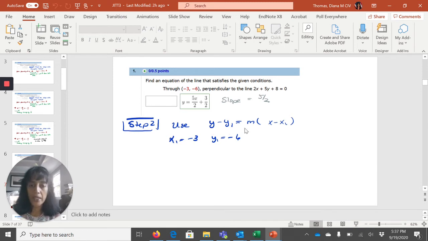y minus y1 equals m times x minus x1. And your m is 5/2. What's your x1 and y1? Well, that's given to you. That's that point. Minus 3, minus 6.